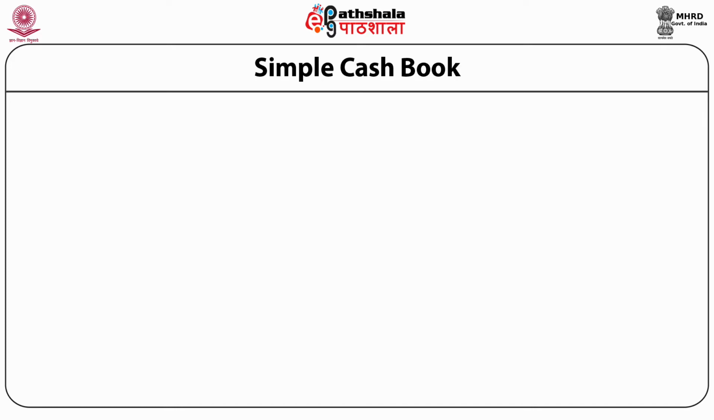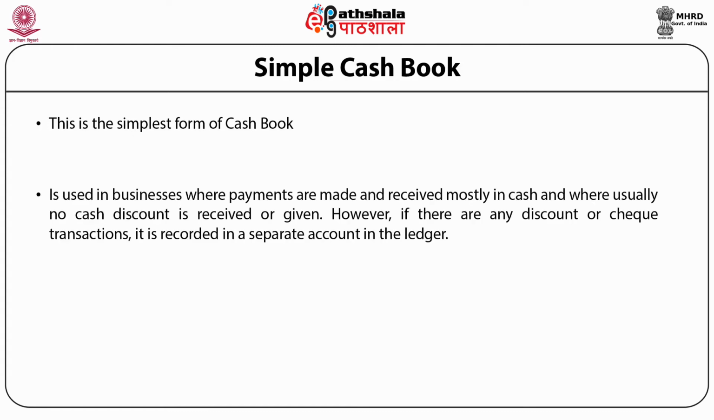First, one-column cash book or simple cash book. This is the simplest form of cash book and is used in businesses where payments are made and received mostly in cash, and where usually no cash discount is received or given. However, if there are any discount or check transactions, they are recorded in a separate account in the ledger. The ruling of a one-column cash book is like an ordinary cash account. Example: record the following transactions in a single column cash book.